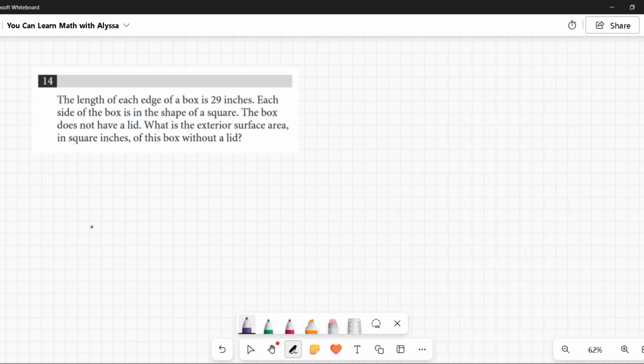Number 14, the length of each edge of a box is 29 inches. All right, I've got a box.